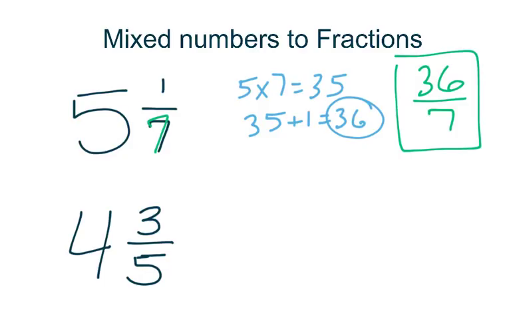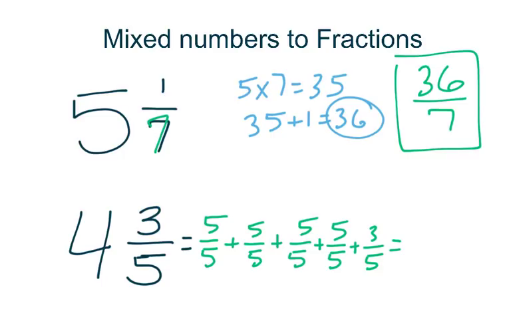All right, go ahead and change 4 3/5 into a fraction. So for this problem, I'm going to go ahead and write my wholes as fractions. Because my denominator is a 5, each whole is equivalent to 5/5. So each of these 5/5 is equal to 1 whole, and then I have my 3/5. In order to turn it into a fraction, I have to add up my numerators. So 5, 10, 15, 20, 23, and then my denominator stays the same.